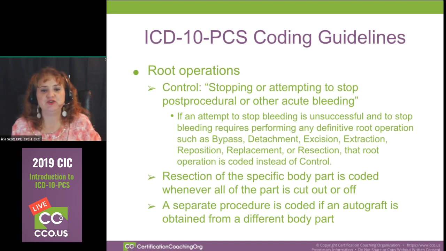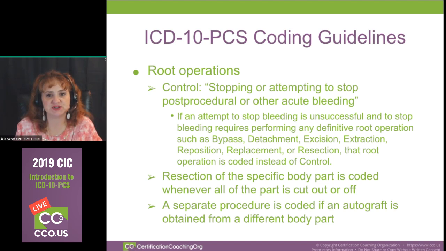What happens if you stop or you attempt to stop a procedure post-procedural or other, say like bleeding? Well, if that happens and it's unsuccessful, then you're going to have to go to the root operation, such as, like, they're giving you a list of bypass, detachment, excision, extraction, and reposition, replacement, or resection. Then that root operation is coded instead of control. So again, pay attention to when we're controlling something like acute bleeding.